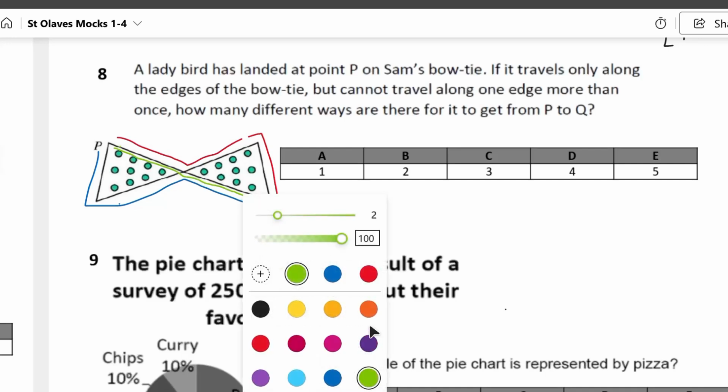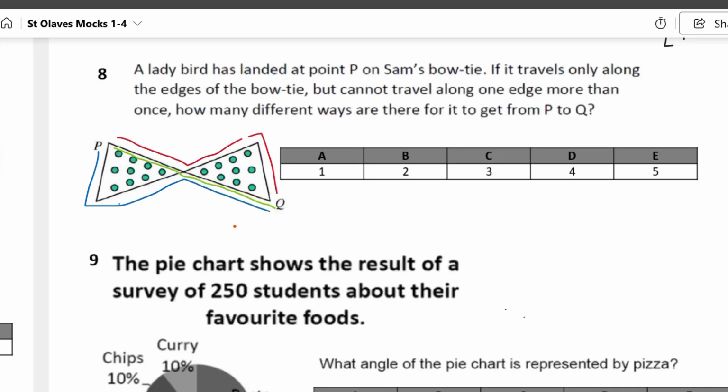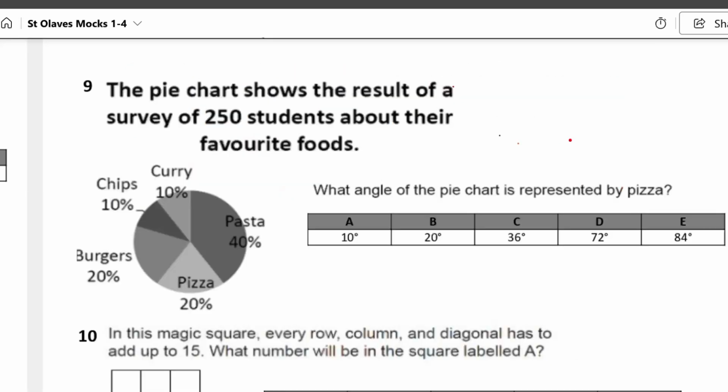Choosing a different color again, let's choose orange. We can go also this way. And that's our 4th way we can go. So if we have 4, that means our answer is D.